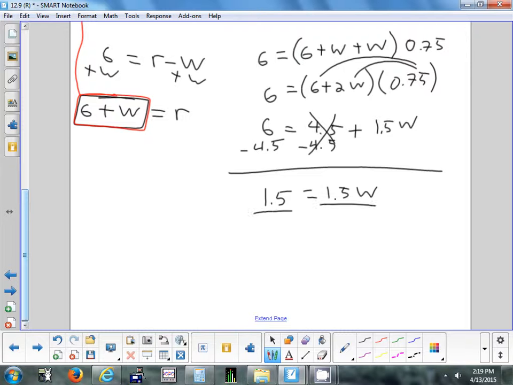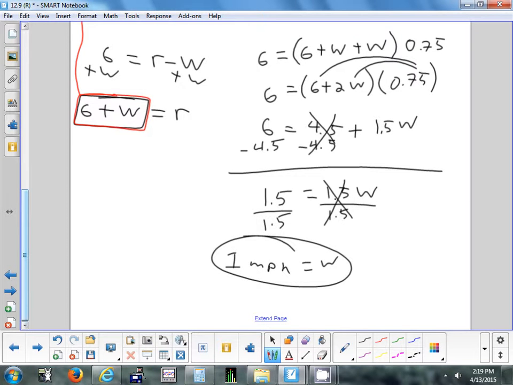Divide by 1.5. Take something and divide by itself. What do you get? You get 1. So the speed of the wind is 1 mile an hour.